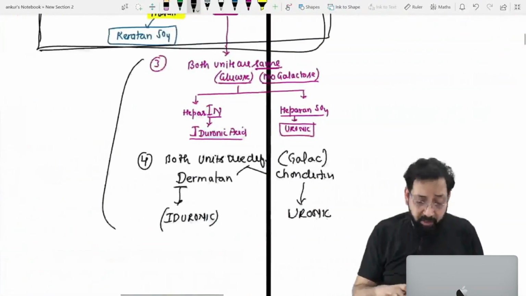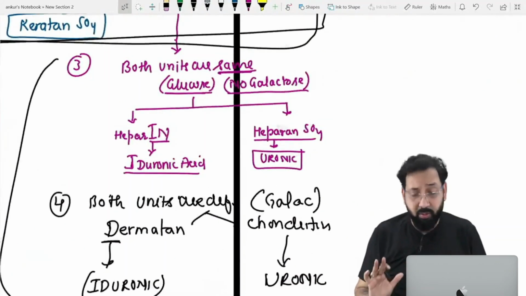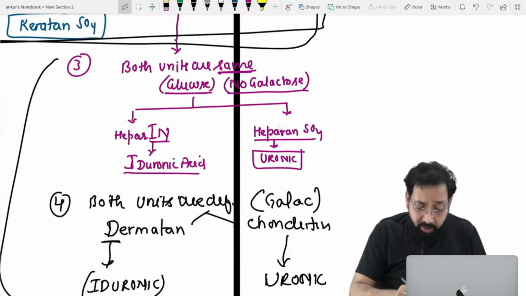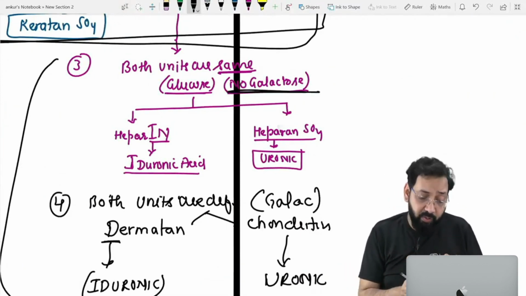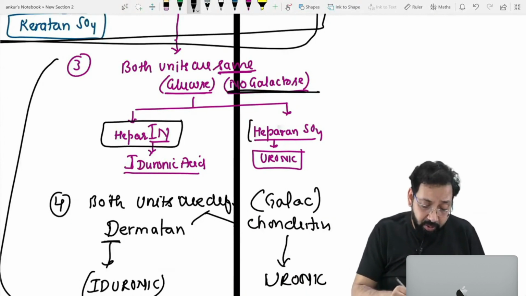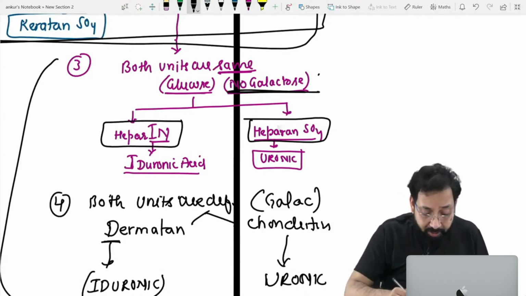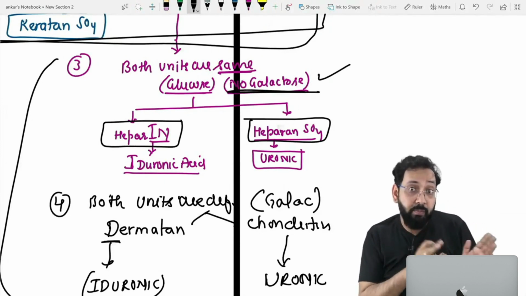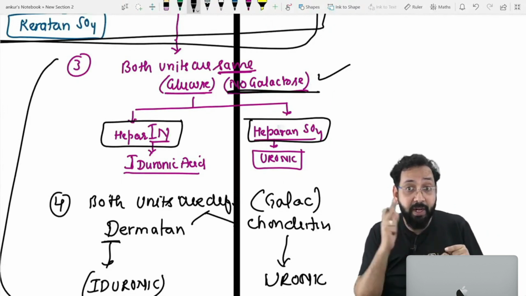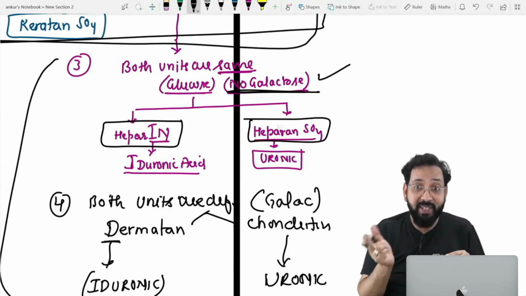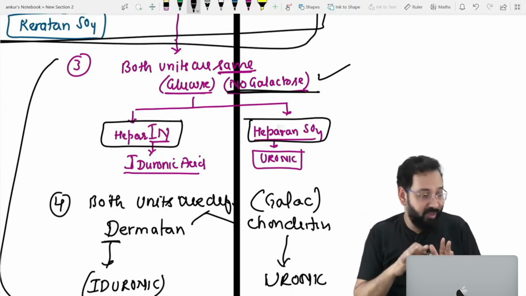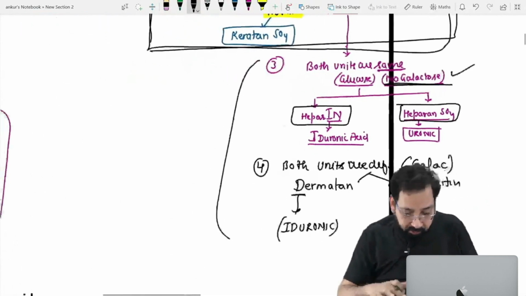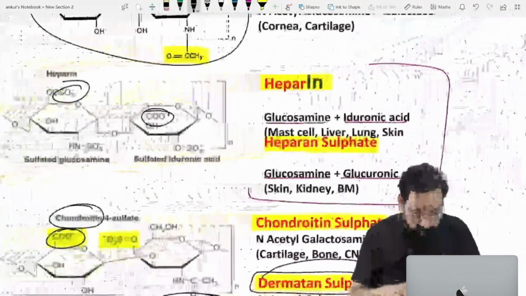Now you will search for glucose and galactose. If only glucose is there, no galactose, you will think of either heparin or heparan sulfate. No galactose means only glucose. Glucose means the same, heparin and heparan sulfate, so both units are the same.